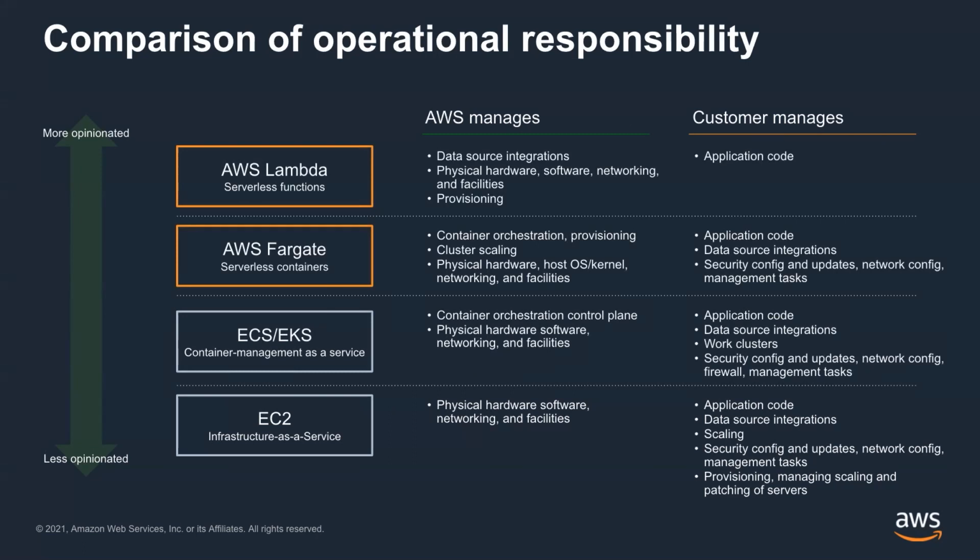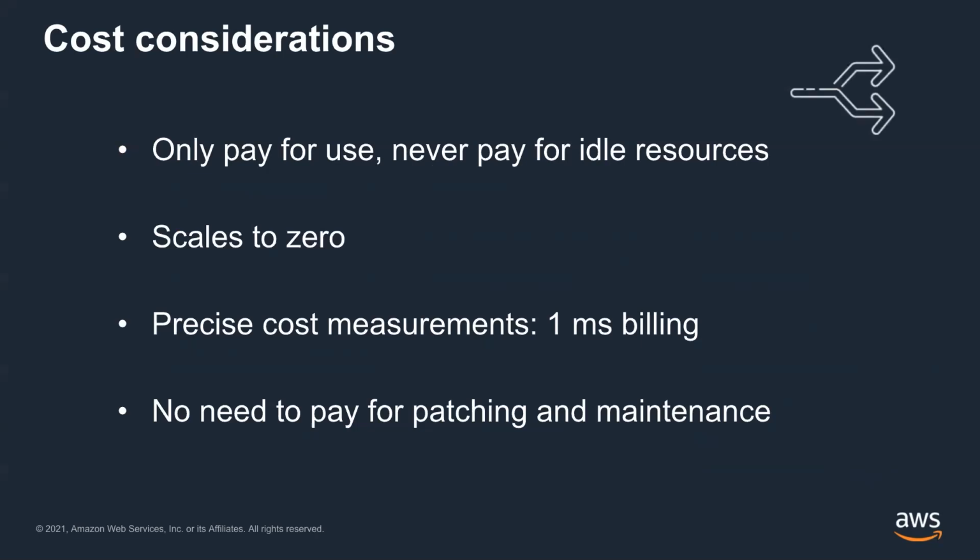We also want to talk a little bit about some cost considerations as far as Lambda is concerned. Essentially, Lambda scales to zero. And what that really means is you only pay for what you use. So it's truly cloud native in that sense. And with the latest advancements, we've been able to bill customers at 1 millisecond intervals. And really, there's no need to pay for patching or maintenance. So from that perspective, certainly Lambda has a lot of value.